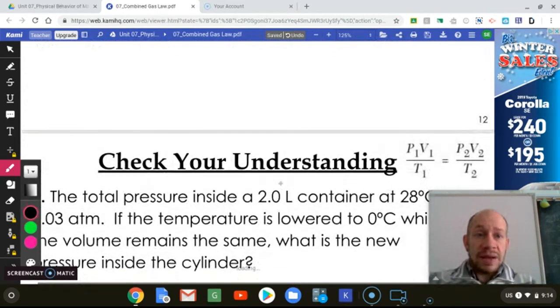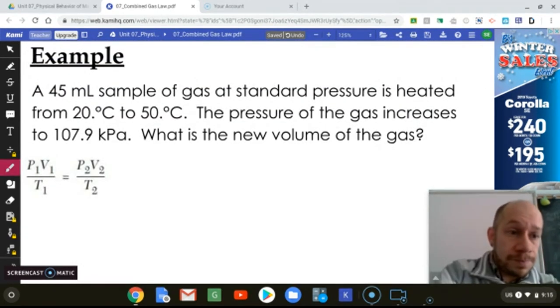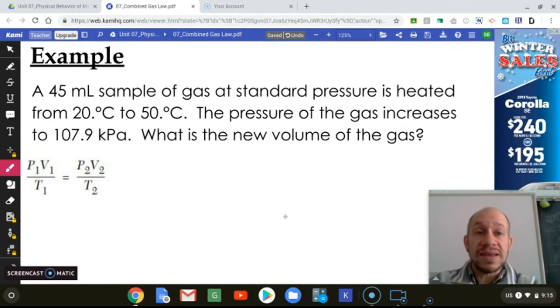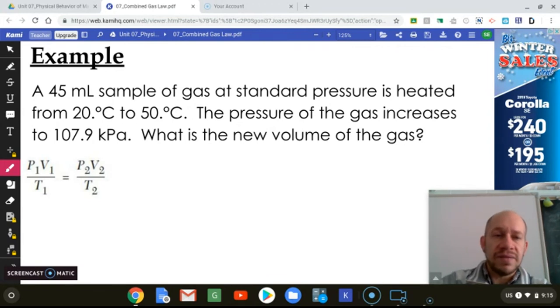All right, I will do one more example, and then you're on your own. A 45 milliliter sample of gas at standard pressure is heated from 20 degrees Celsius to 50 degrees Celsius. The pressure of the gas increases to 107.9 kilopascals. What is the new volume? So this doesn't look like I have anything constant. So that means I need all of my variables.